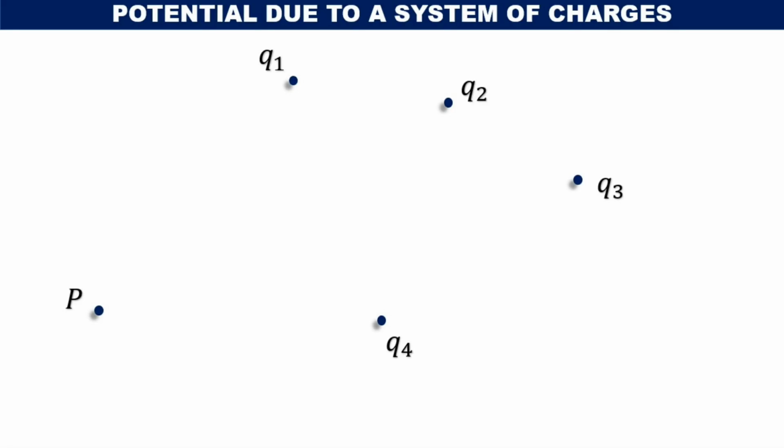You can see the number of charges present in this region. If we need to find out the potential at point P due to all these charges, how do we do that?